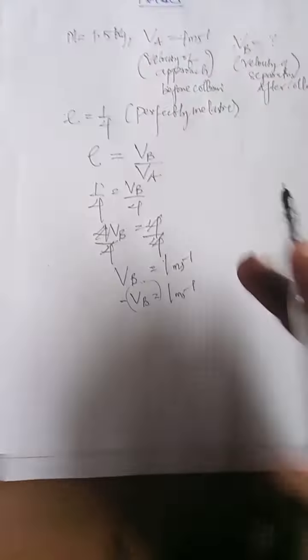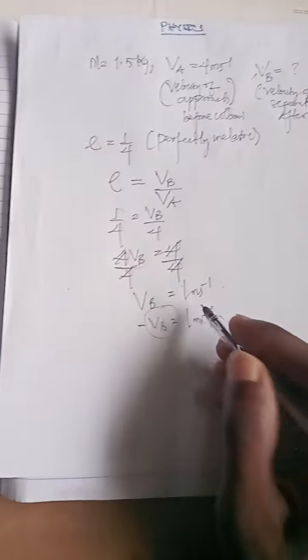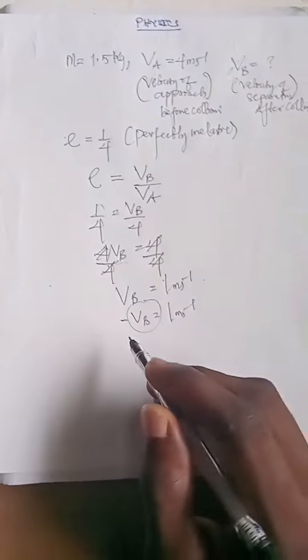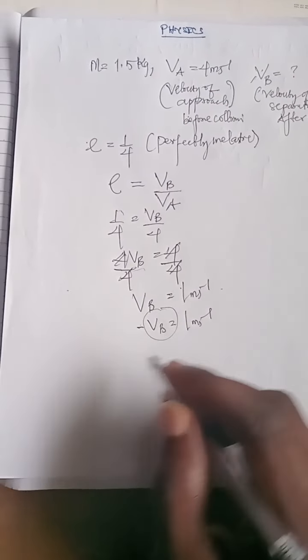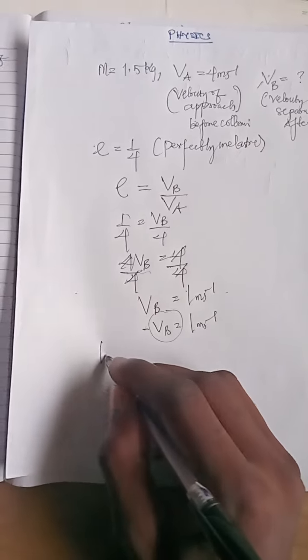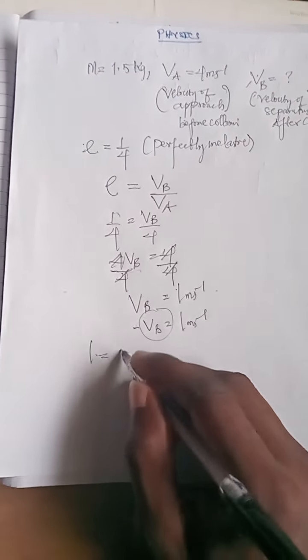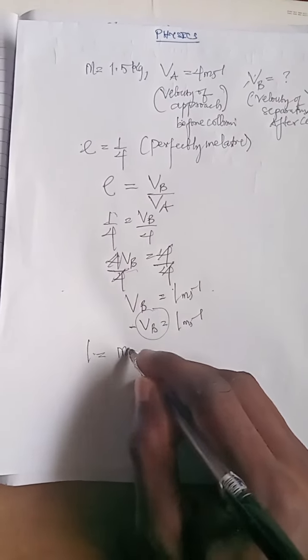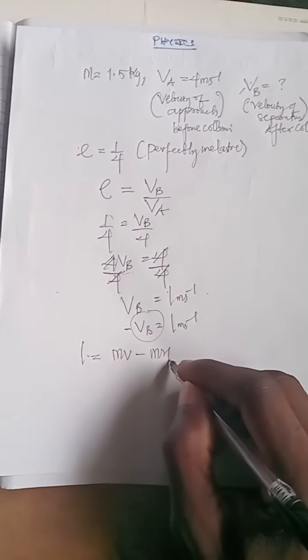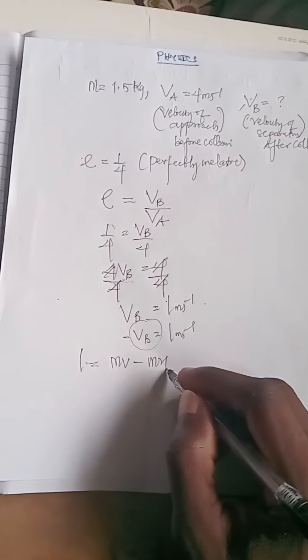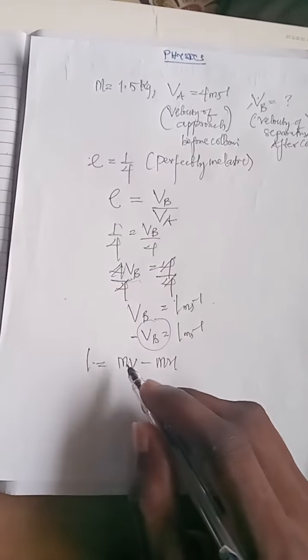Now, after obtaining the velocity of the rebound, which is the velocity after collision, we're asked to find the impulse given to the ball. So the impulse, don't forget, equals the change in momentum, that is final momentum minus initial momentum. So impulse also means change in momentum, as you know as a physics student.